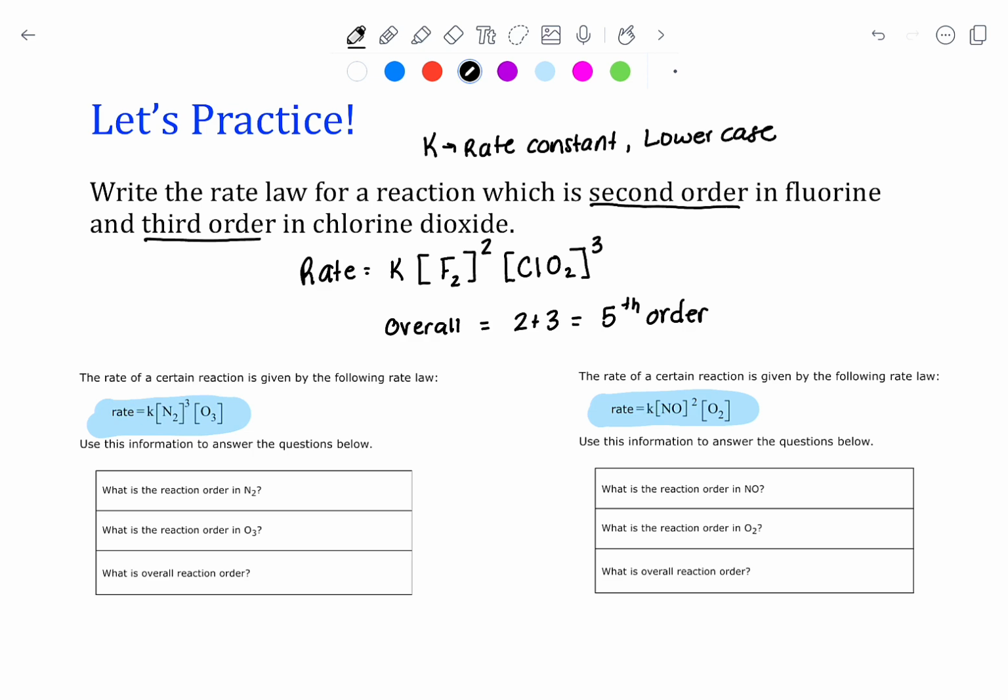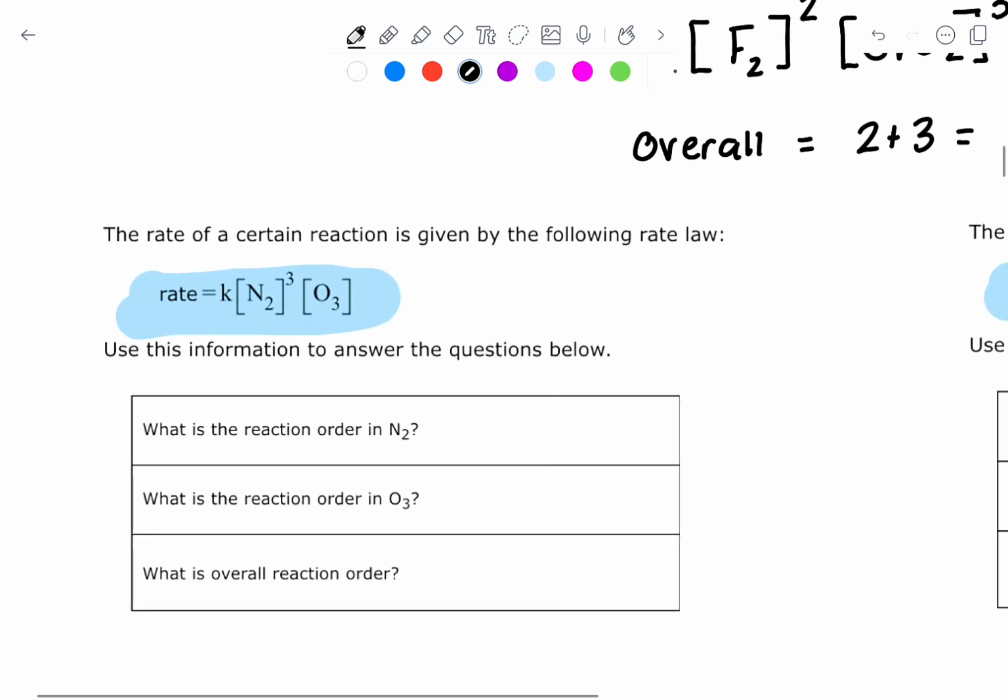Now remember, our rate law tells us our reaction order. So for our first example, we have that the rate is equal to K times the concentration of nitrogen raised to the 3 and the concentration of ozone raised to the 1. Remember, when we don't have it there, it's a 1. So the reaction order with respect to N2 is 3, or third order.